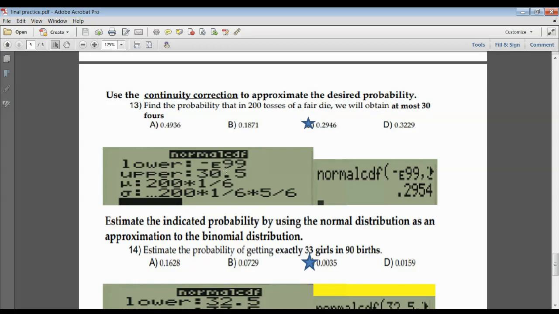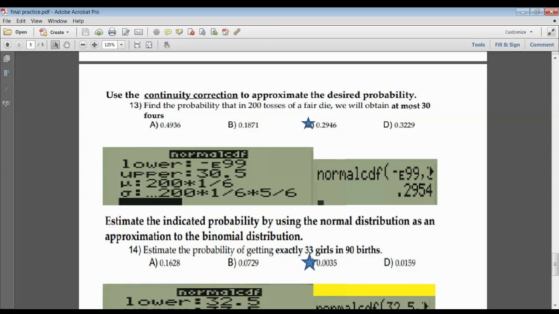So my lower limit is negative infinity. My upper limit is 30.5. Now, why 30.5? Because I had to take 30, subtract 5/10 and then add 5/10. Then I asked myself, does at most 30 include 30? 30 is good, so I can't very well start at 29.5. I've got to start at 30.5. Now, that doesn't agree with at most 30. Don't get all bent out of shape.